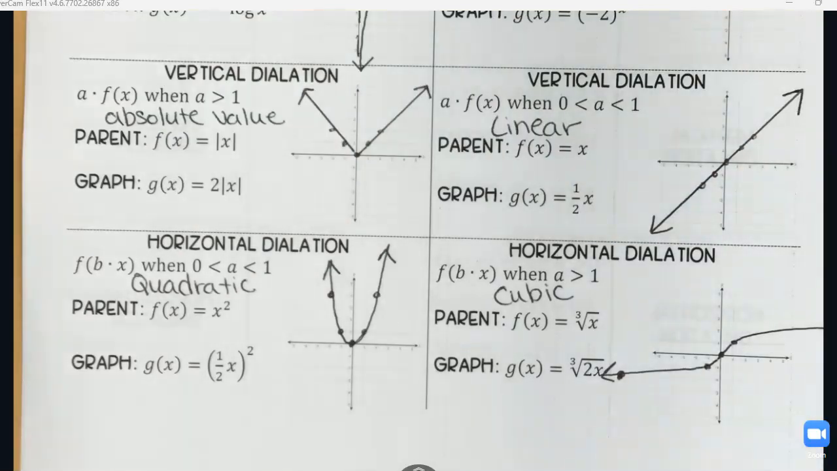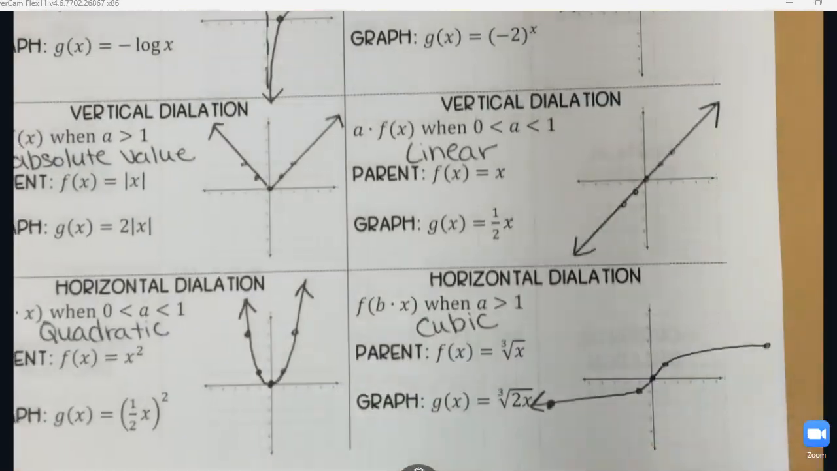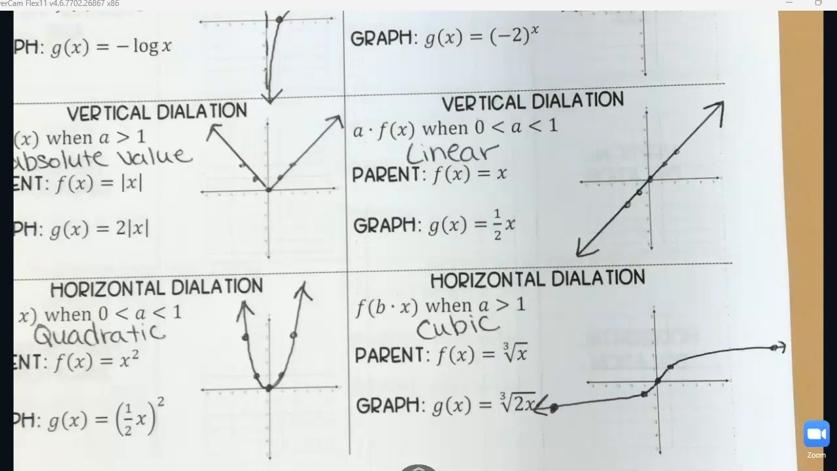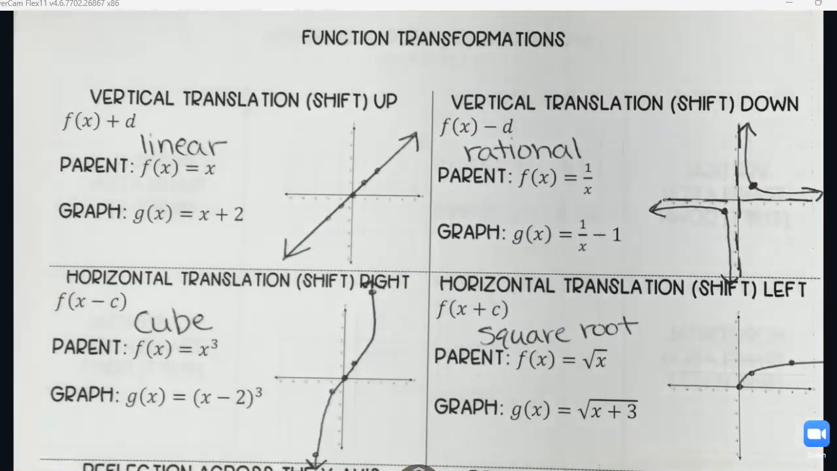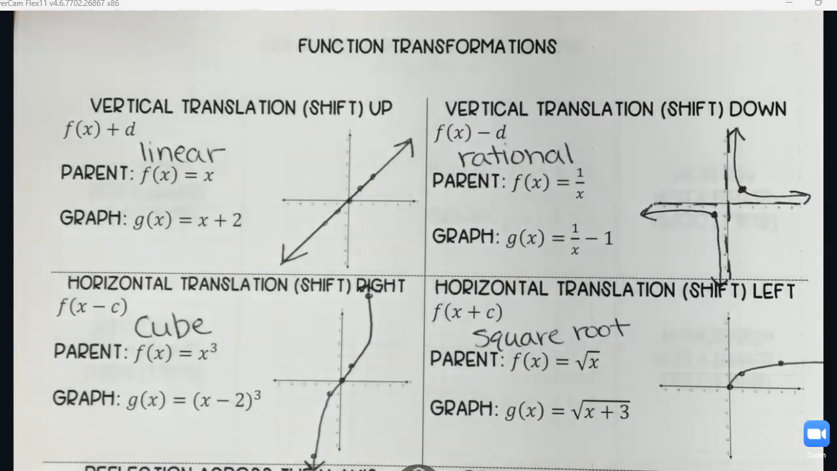Now, if you're ever unsure of what points are on your graph or not, you can always make an XY table where X is your input and Y is your output after you have plugged it into your equation. So, now that we have our parent functions on our graphs, we are going to look at these different transformations.